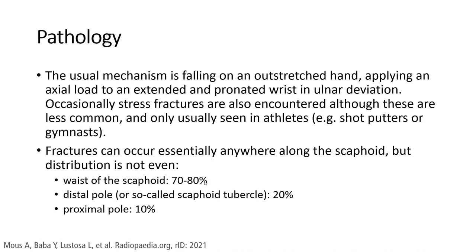Fracture can occur essentially anywhere along the scaphoid, but the distribution is not even. Waist of scaphoid, 70 to 80%; distal bone, 20%; proximal bone, 10%.